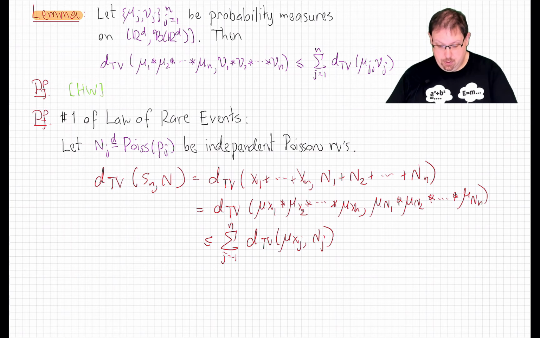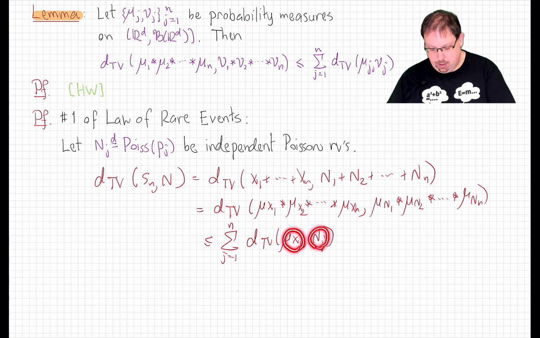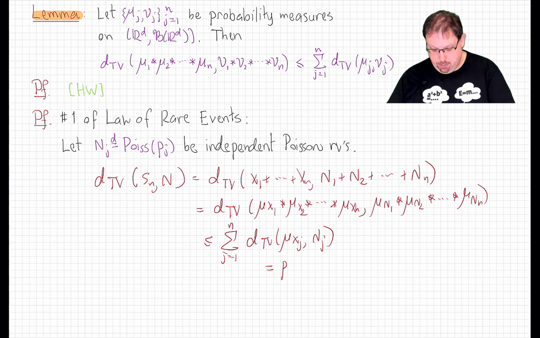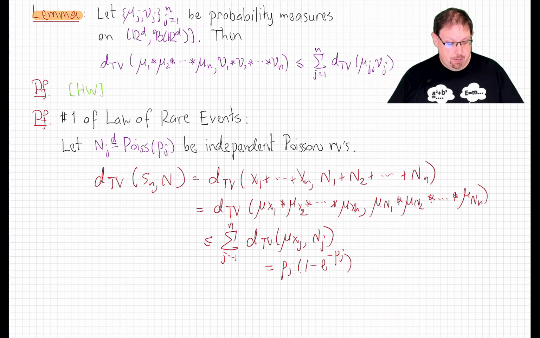Those are Bernoulli's and Poisson's, each of parameter pj, and we calculated last time that that distance is exactly equal to p times 1 minus e to the minus p. And to complete the proof, we just need to see that that's less than p squared.